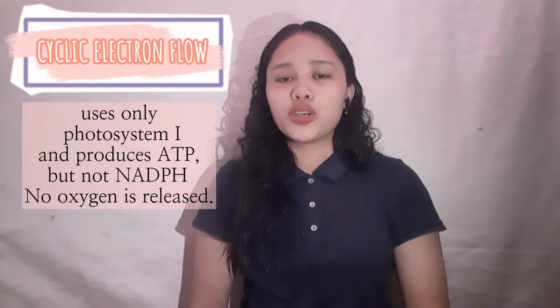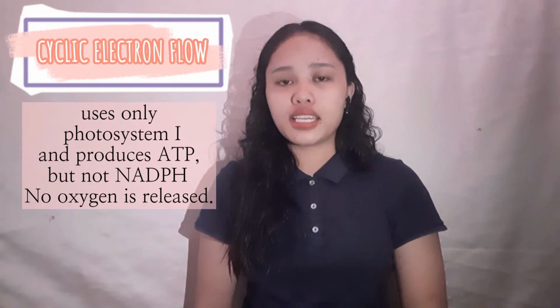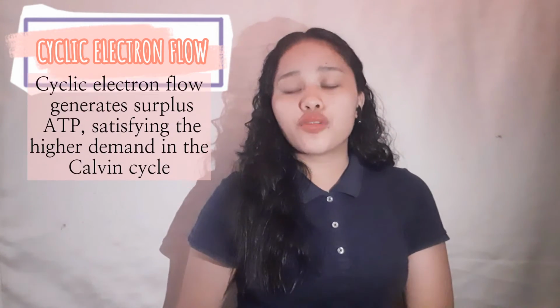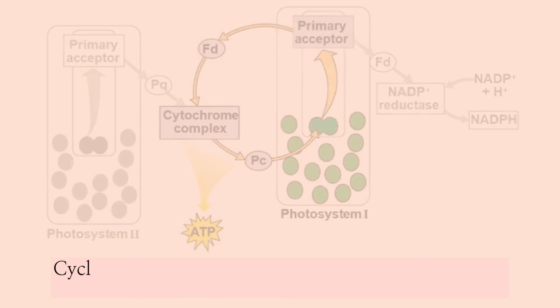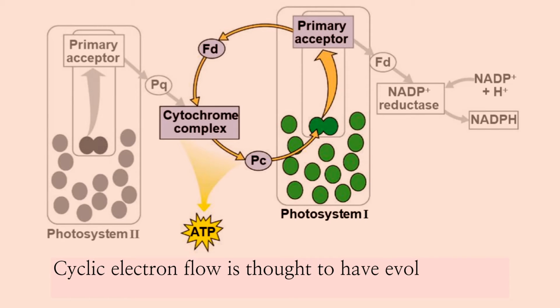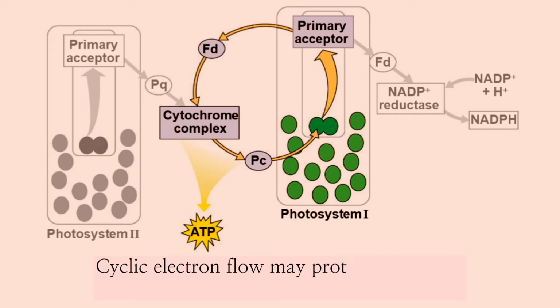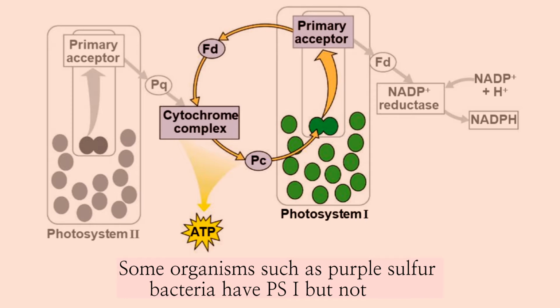Cyclic electron flow uses only photosystem 1 and produces ATP but not NADPH. There is no oxygen that is released. Cyclic electron flow generates surplus ATP, satisfying higher demands in the Calvin cycle. Cyclic electron flow is thought to have evolved before linear electron flow. This flow may protect cells from light-induced damage. Some organisms, such as purple sulfur bacteria, have PS1 but not PS2.